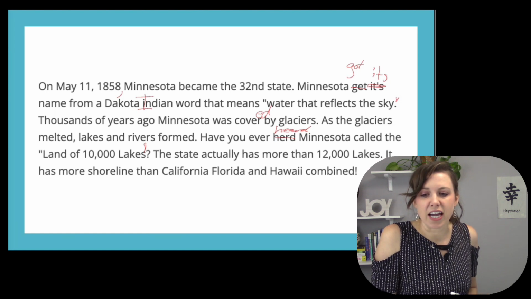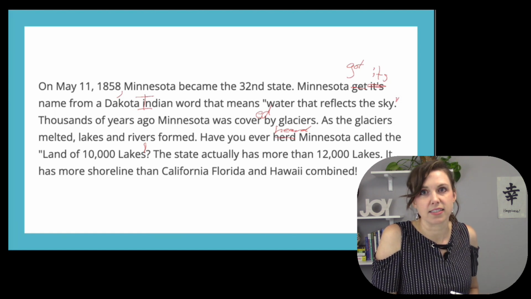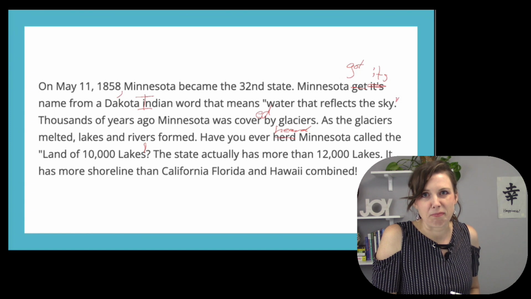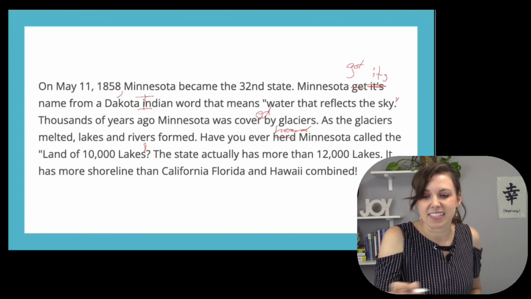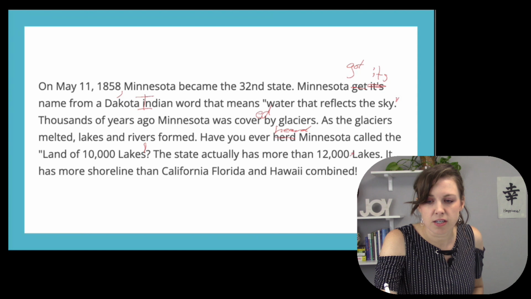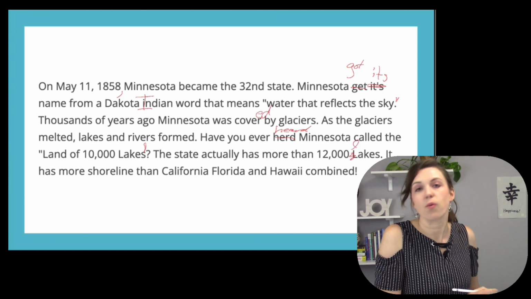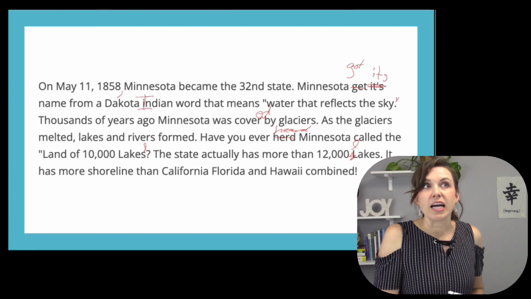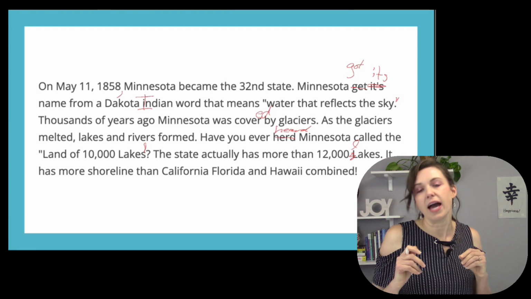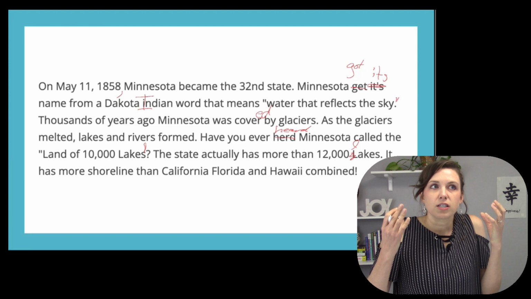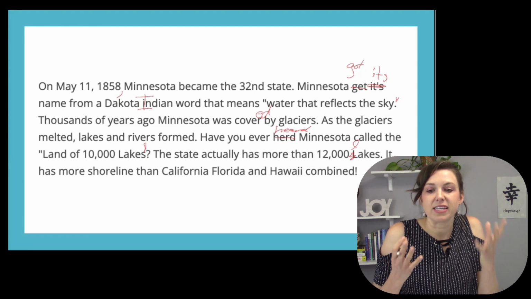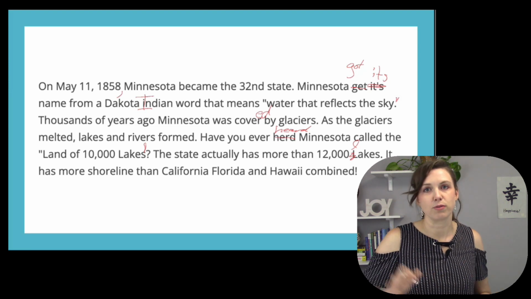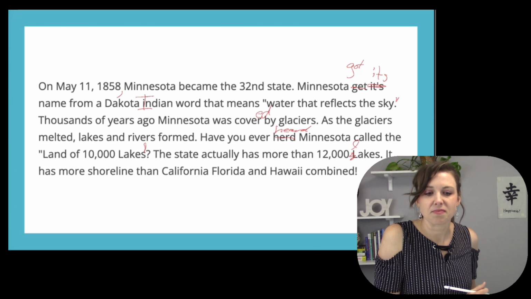The state actually has more than 12,000 lakes. Okay, lakes should not be capital, but just a lower L. And the reason is we capitalize important things, okay? We capitalize proper nouns. Lakes is just a common noun, so we don't need to capitalize it.